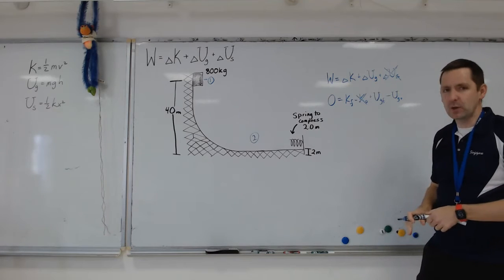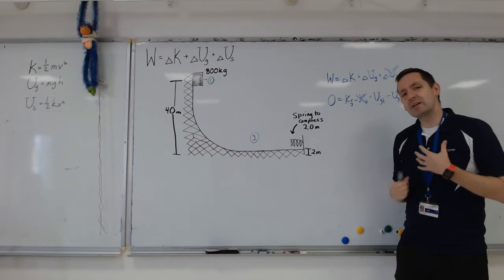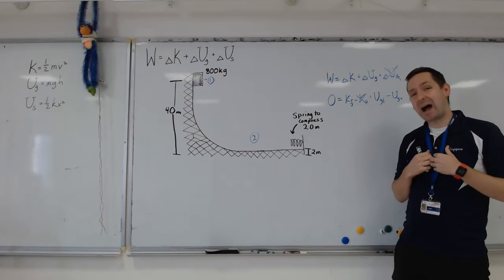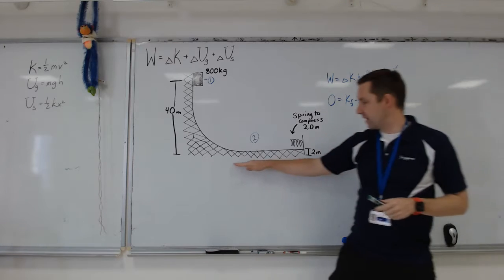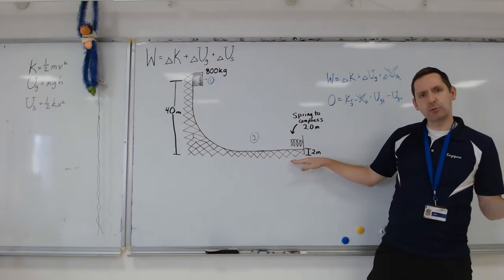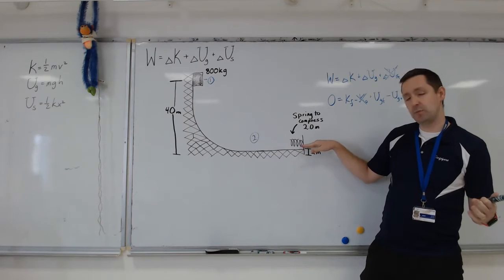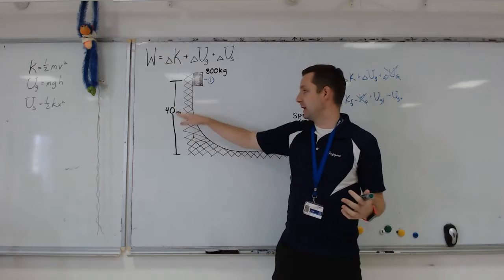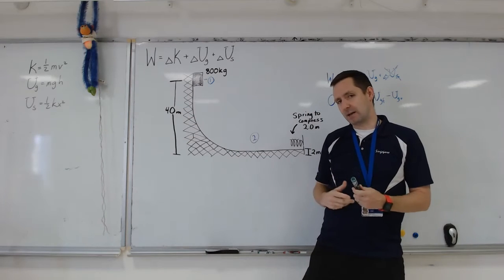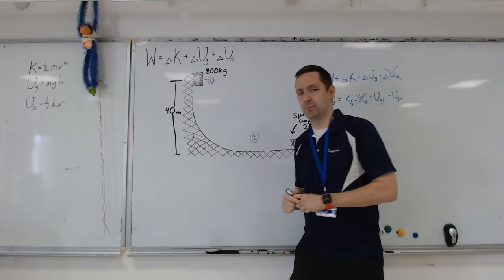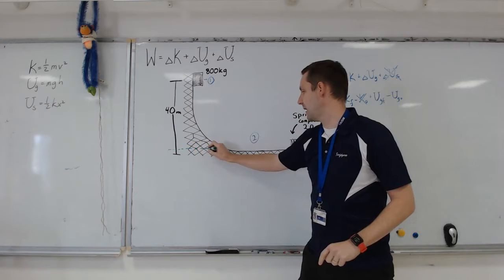Now, the other thing that we can do is something we haven't really talked about too much yet. We can define where zero height is. You could make the very bottom be zero, the ground. So you could say that at the end it's 2 meters off the ground, and in the beginning it's 40 meters off the ground. But sometimes it pays to simplify a little bit. I can actually define this as being zero.